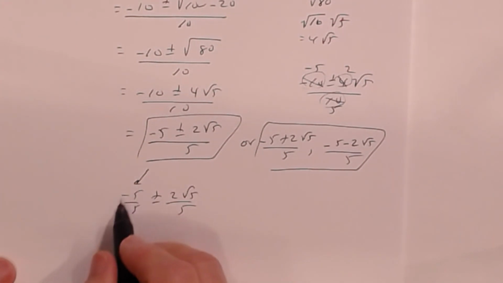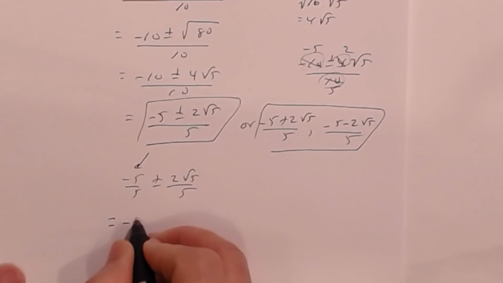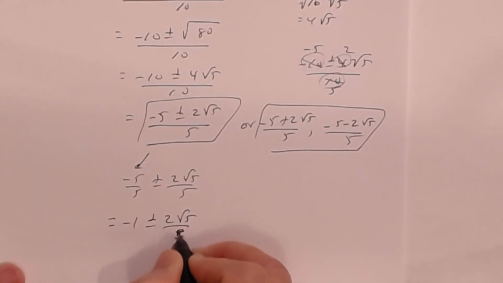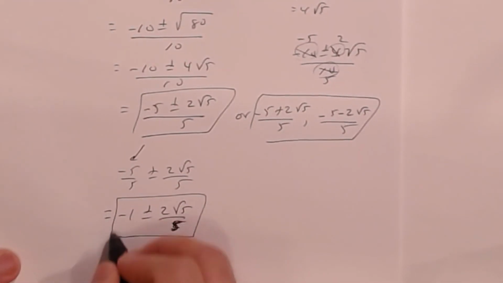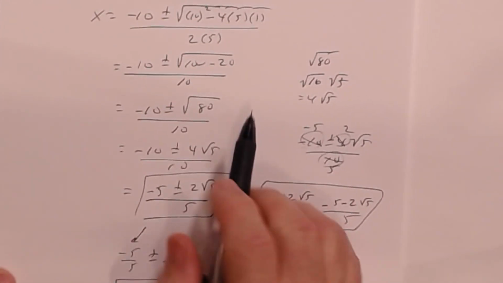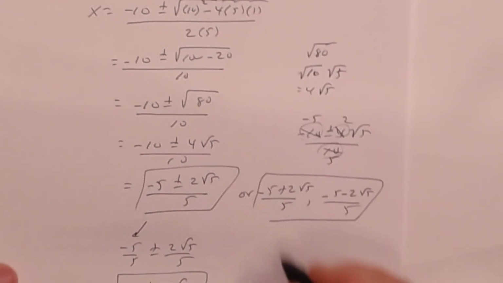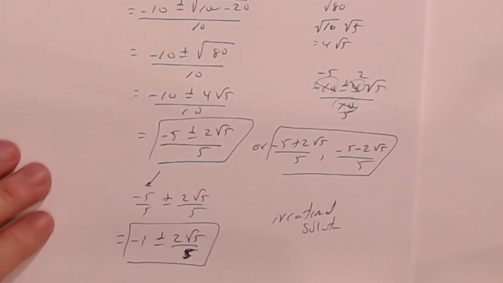But notice though, you can go further with this. Negative 5 divided by 5 is negative 1. So you'd have negative 1 plus or minus 2 square root of 5 divided by 5. Okay, and so those are different ways of writing the answers. Notice though, the 4 square root of 5 is an irrational number, so you get irrational solutions here, okay?